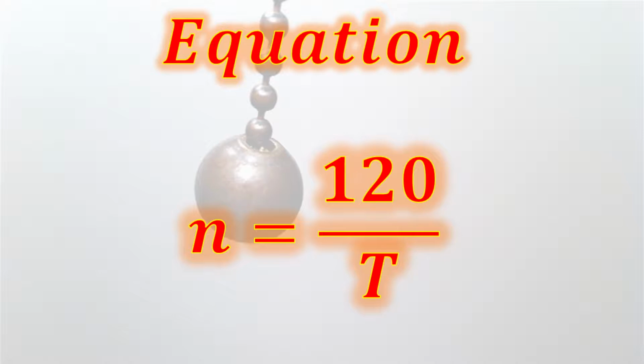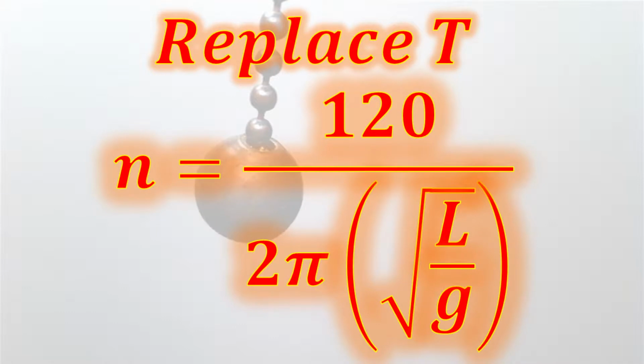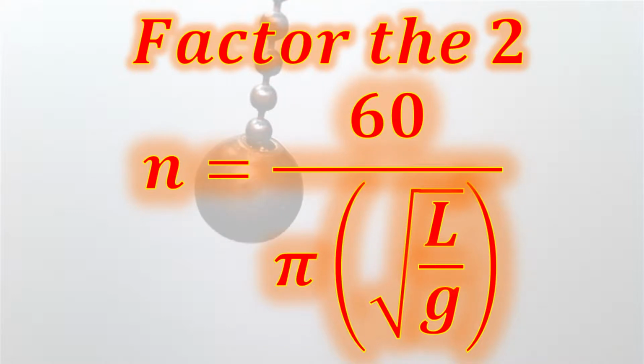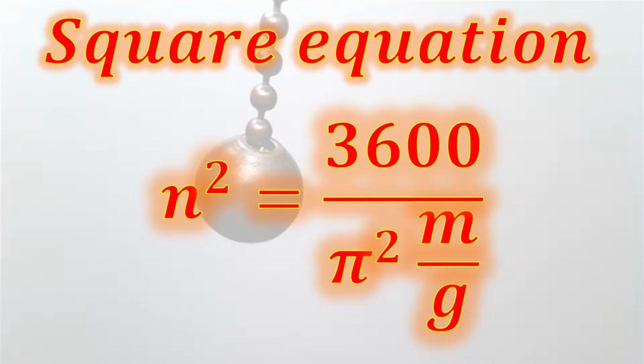Very interesting relationship. Okay. Now let's replace t with its formula that we found from Galileo, believe it or not, more than 400 years ago. 2 pi times the square root of the length in meters over the gravitational acceleration. What we're going to do next, we're going to factor the 2 out, and that gives us 60 over pi times the square root of length over gravity. And then I want to square the equation. I want to get rid of the radical sign.